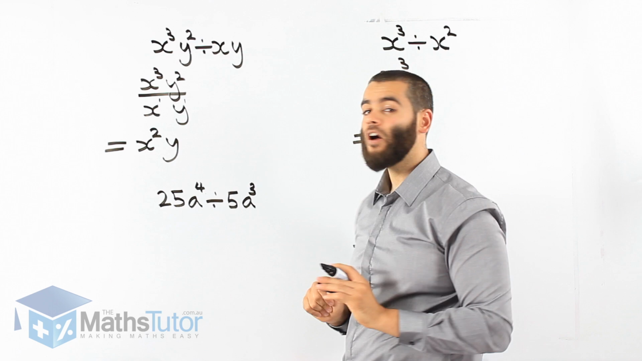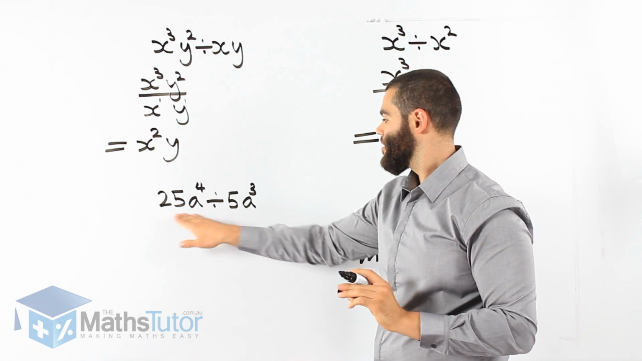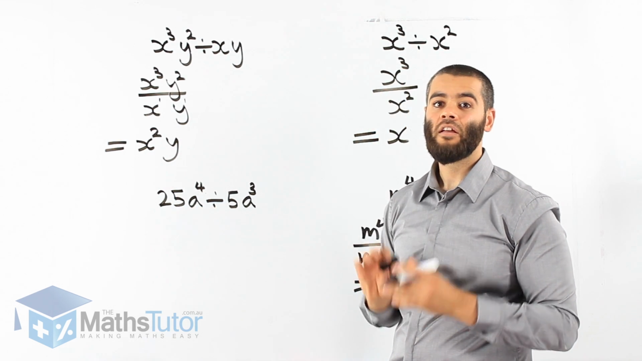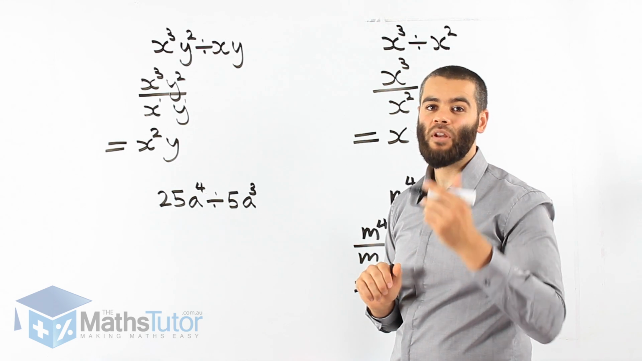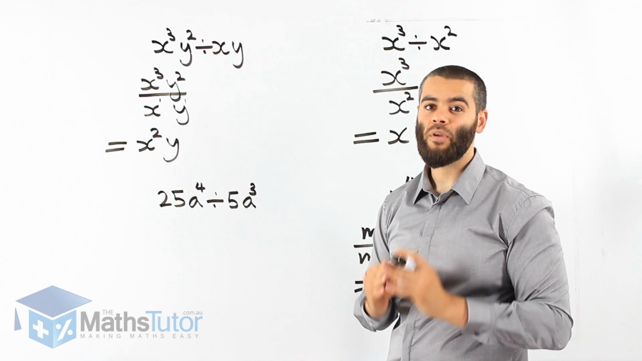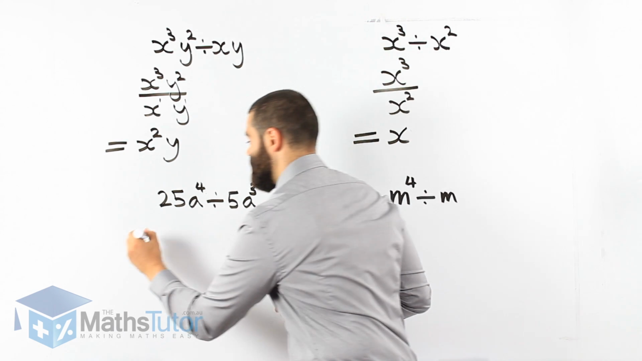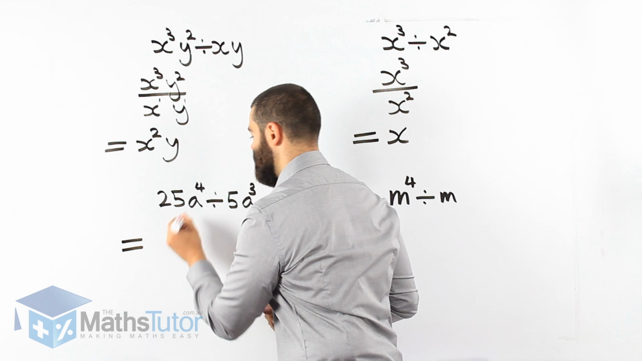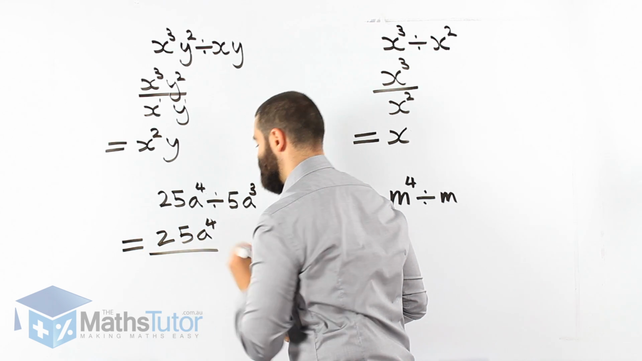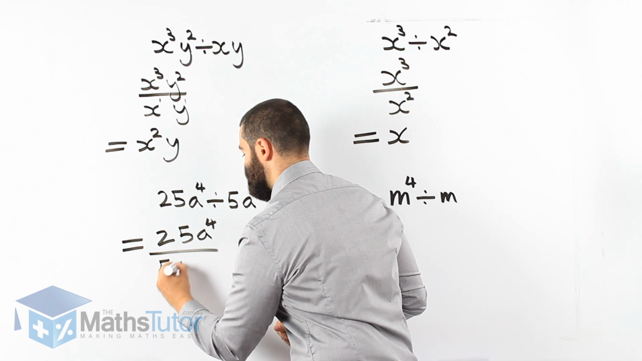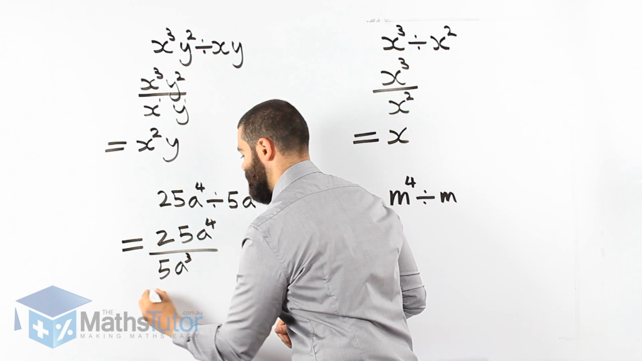Next one involves numerals as well. That's where it's important to write it as fraction form because you can make mistakes, and we're going to do some more examples and you're going to see what I mean by that. For now, let's do this one. Fraction form: 25a to the power of 4 divided by 5a to the power of 3.